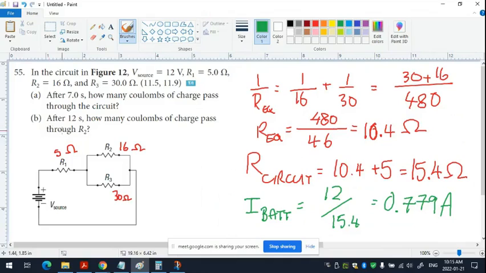Now can I do A? Yes, I can. I equals Q over delta T. So Q equals I delta T. 0.779 times how much time? 7 seconds. Equals 0.8 times 7, 5.5 something. Haley, what'd you get? 5.453, so 45. In what? In coulombs. Nice.